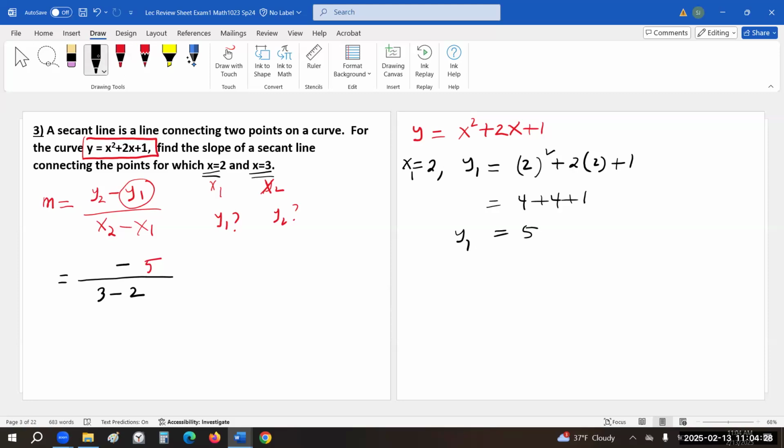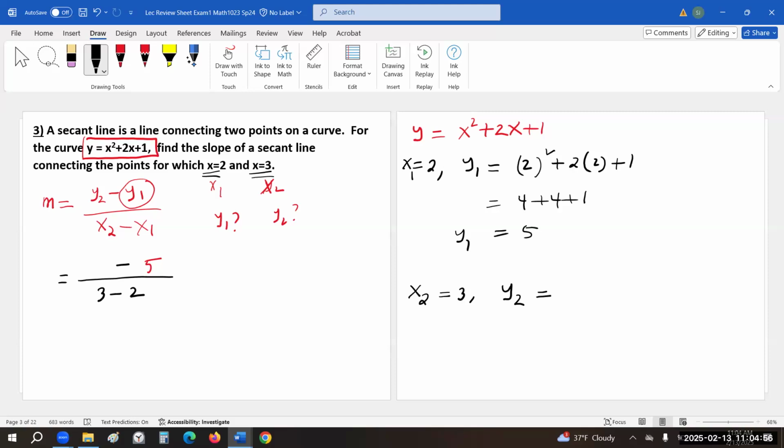Now the only thing we need is the y2. So bigger number is 2 and smaller number is 1, okay? Actually, it doesn't matter, but usually the bigger number is the next one and the smaller number is the previous one. So they're telling us our x2 is 3, so we have to find what is y2.